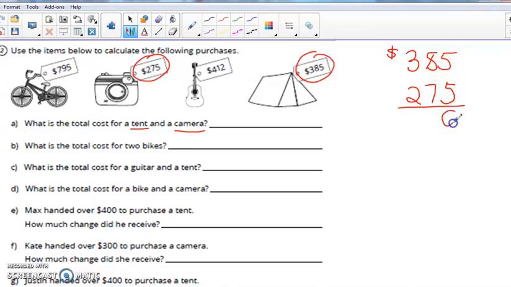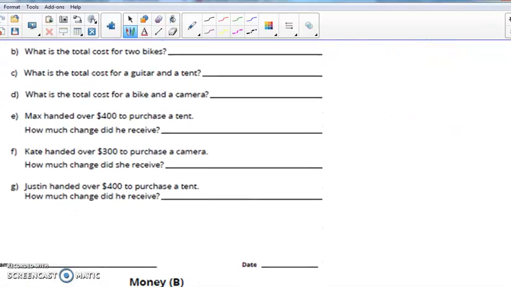5 and 5 is 0. We need to trade the 1. 8 plus 1 is 9. 9 plus 7 is 16. Trade the 1 again. 3 plus 1 is 4. And 4 plus 2 is 6. So the answer for this one here is $660. All right, let's keep going, shall we?